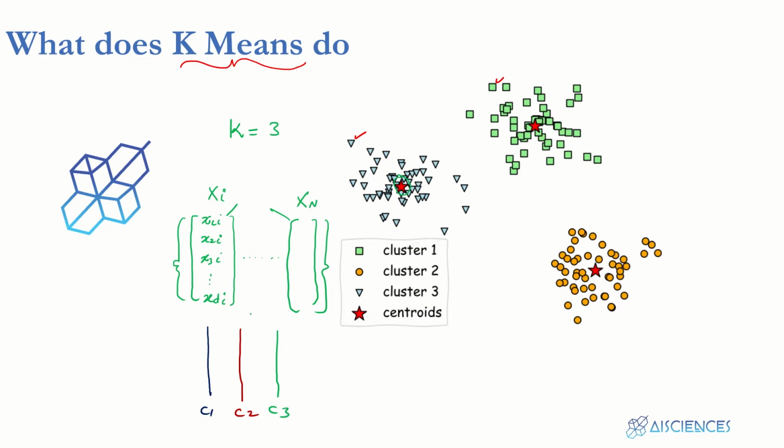Obviously, the clustering algorithm then will compute the distance of every data point from every centroid and see which centroid is the closest one.